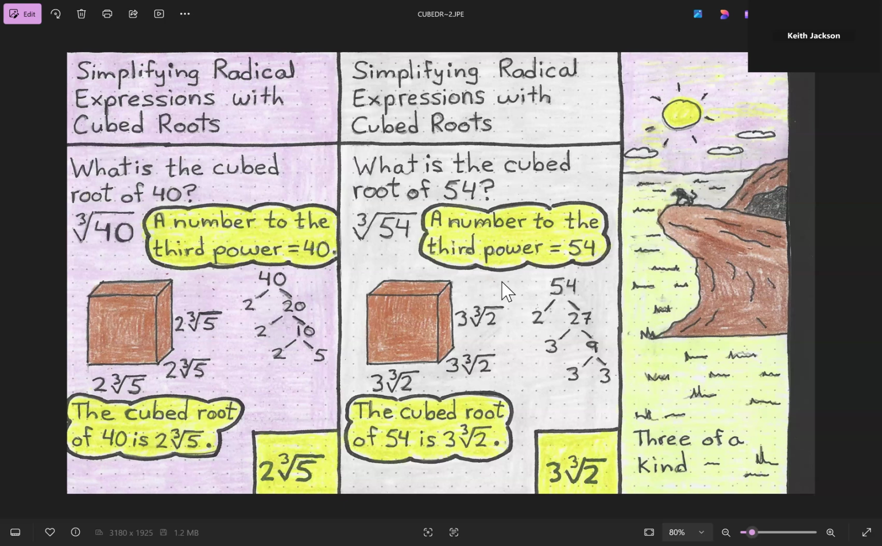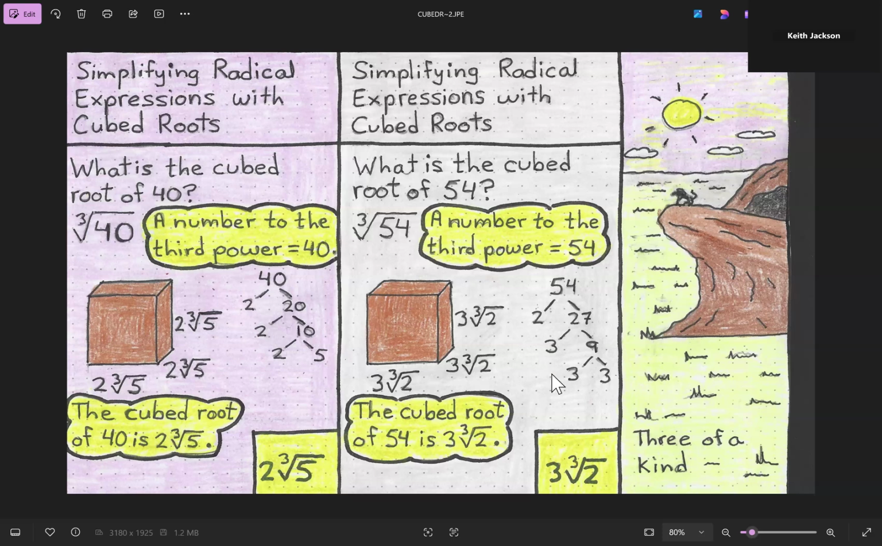And let's take a look at our second example, in which we're going to do the same thing. We're going to find the prime factors of 54, and they are 2 and 27. We know that 2 times 27 will give us 54. At the same time, 27's factors are 3 and 9, because we know that 3 times 9 will give us 27. And then we can further factor 9, because we know that 9 is the same as 3 times 3. And guess what? We have our three of a kind right here.